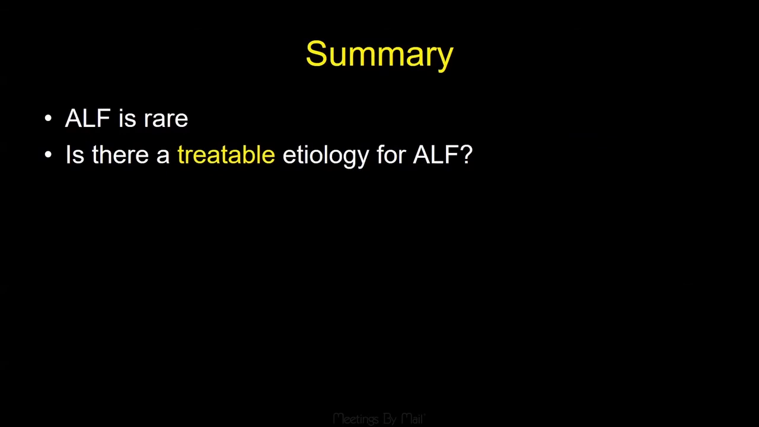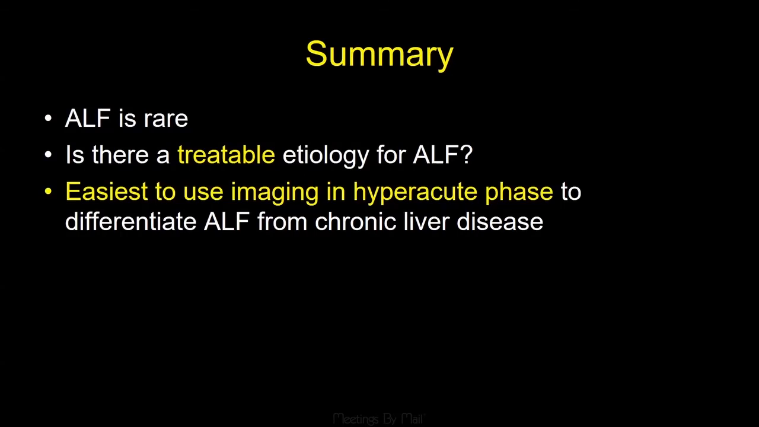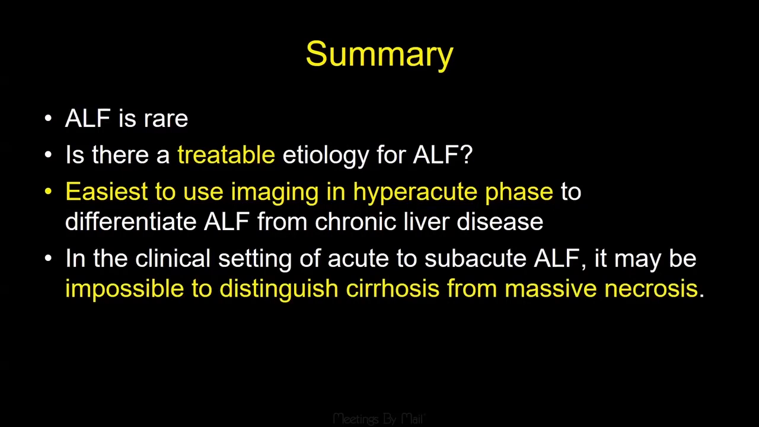So now, in summary, ALF is a rare disease, but you may encounter it in imaging. Basically, the job of the radiologist is to ask: is there a treatable etiology for ALF, such as Budd-Chiari, or is there a chance that there could be metastatic disease? It is easiest to use imaging in the hyperacute phase to differentiate ALF from chronic liver disease. And in the clinical setting of acute to subacute ALF, it may be impossible to distinguish cirrhosis from massive necrosis, particularly if these patients did not get imaging very early on in their disease.